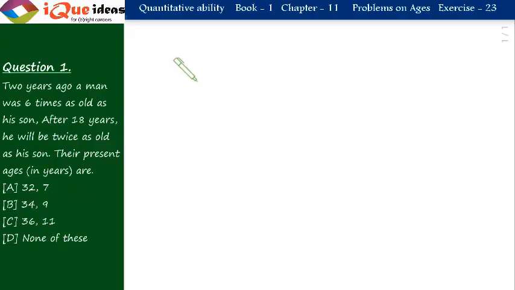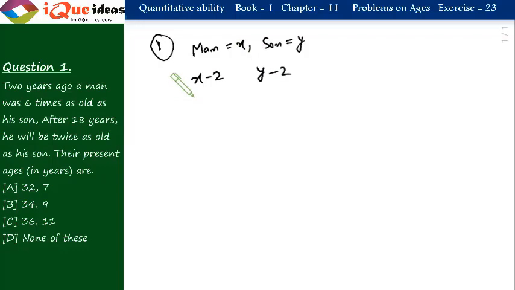Now let's take up questions from exercise 23. The first question says 2 years ago a man was 6 times as old as his son. So let's say the man's age is x, the son's age is y. The first relation: 2 years ago, the man's age would be x minus 2 and the son's age would be y minus 2. And it is 6 times, so x minus 2 is equal to 6 times y minus 2.